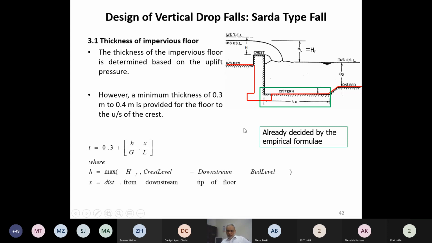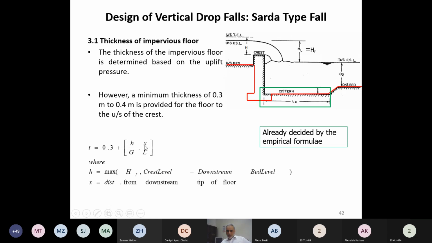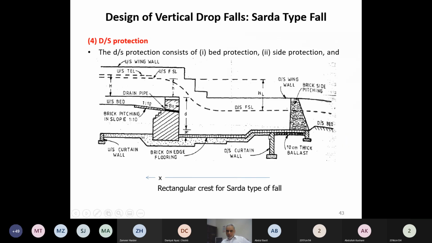Okay, so that is if x increases. If x is 0, actually we don't need the right-hand side. When x is 0, this part will become 0. Only 0.3 meter will be the thickness provided. So over here 0.3 meter will be provided.